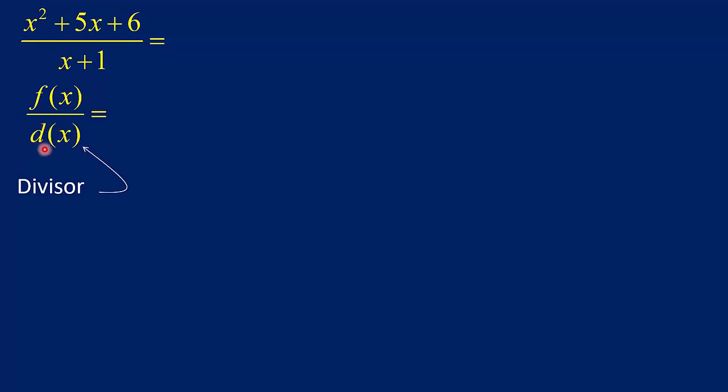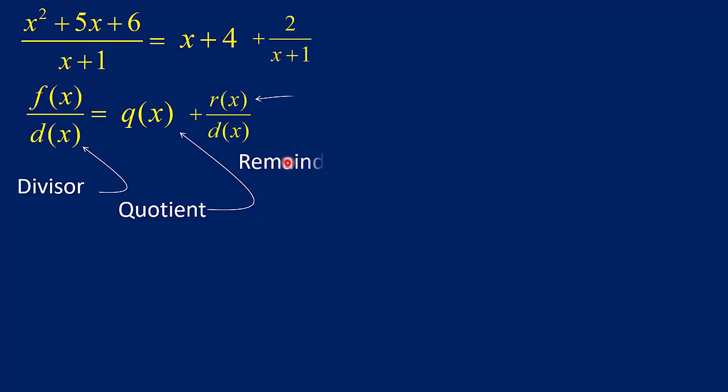This thing on the bottom here, we'll call that the divisor. So in this case, x plus 1 is the divisor, and it equals a quotient. In the case that we looked at, x plus 4 is the quotient, plus a remainder over the divisor. Now notice, this up here is the remainder, this r of x. And in our case, r of x was just a constant, it was 2. But you could have a remainder in terms of x. So I'm just being general here. This is the remainder.